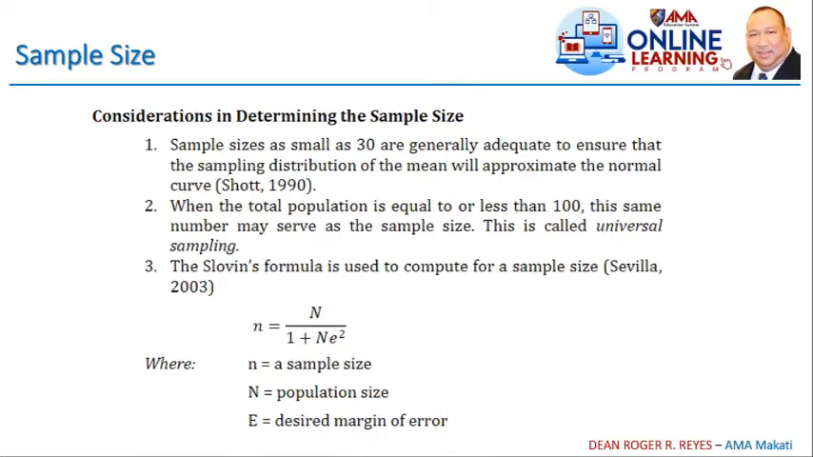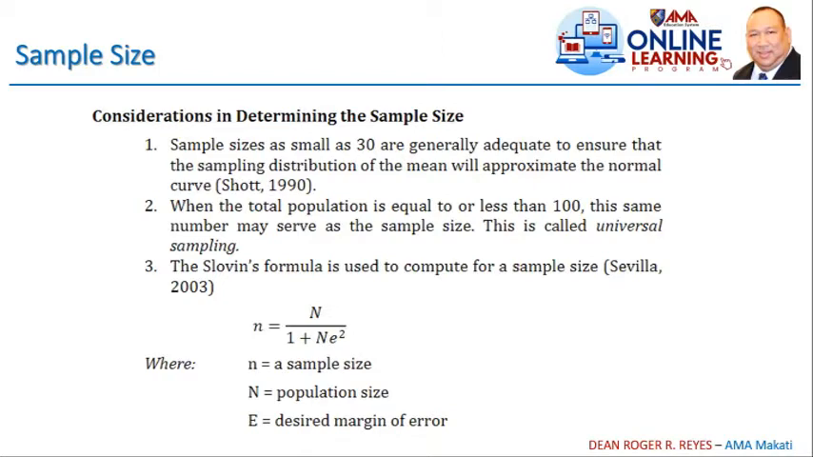Number two, when the total population is equal to or less than 100, the same number may serve as the sample size. This is called universal sampling, correct? So, ibig sabihin, ang pag-aaralan nyo ay, let's say, the job satisfaction of employees ng isang kumpanya, eh, less than 100 yung empleyado. Consider the entire population as your sample. Universal sampling yun. So, tandaan, kapag 100 or less ang ating population, lahat kukuhanin natin sila, 100. And this is called universal sampling.